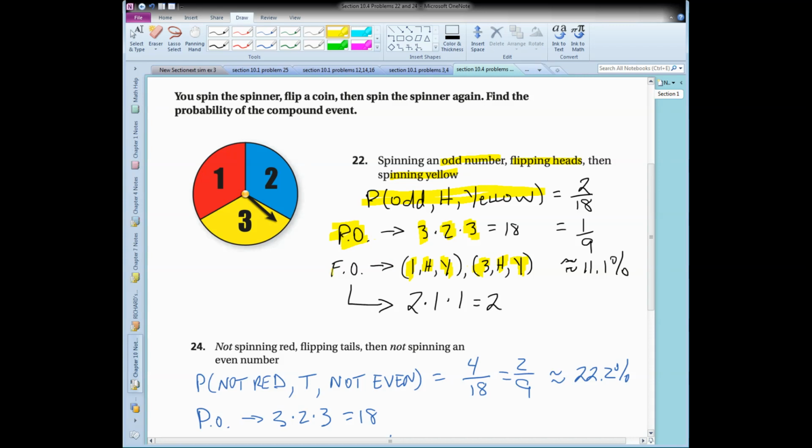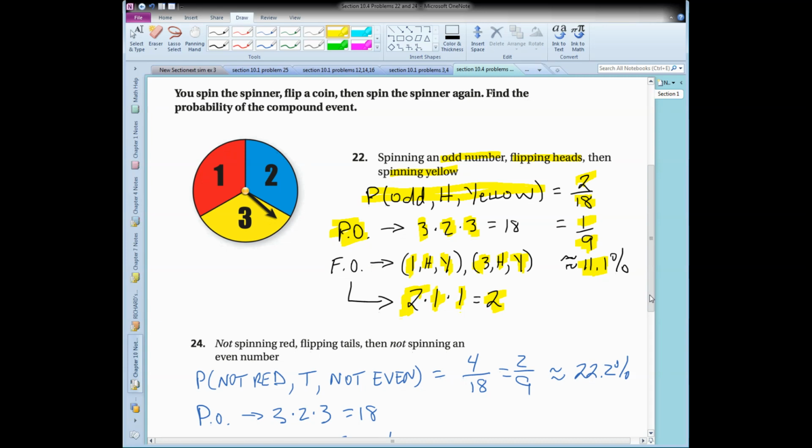Another way to do it is let's look at the favorable outcomes. For odd, there's 2 odd numbers, 1 and 3. For heads and tails, there's heads, 1 outcome for that. And for the color, there's only 1 color that's yellow. When I multiply that together, I get 2. And that's how many favorable outcomes I have in my sample space. So 2 over 18, which I simplify to 1/9, which gives me about 11.1% when I put that in my calculator.